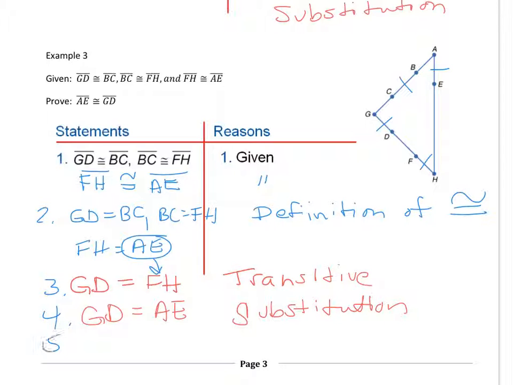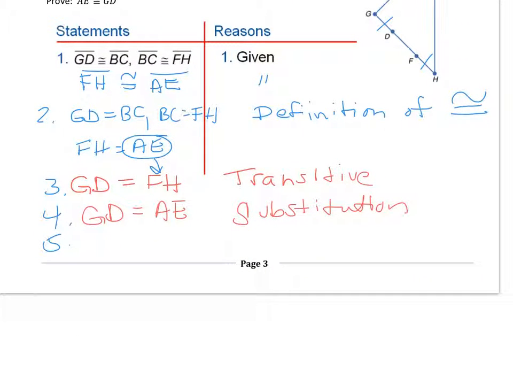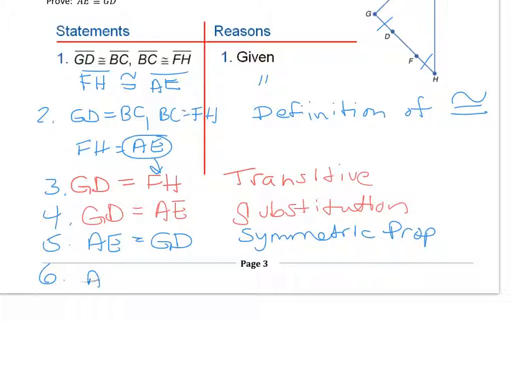And finally, number 5, we wanted AE congruent to GD. So I'm going to flip this around here. AE is equal to GD. What did I do? I kind of swapped that around. That's the symmetric property. And this is just the final nitpicking step. If they are equal, then their segments are congruent. And that was really the small little extra step we were asked to prove. So that is the definition of congruency.